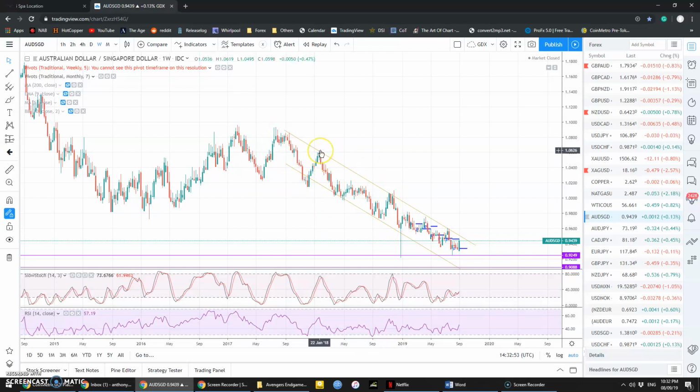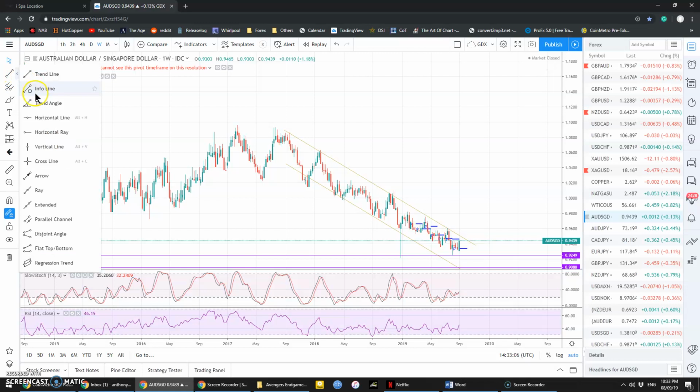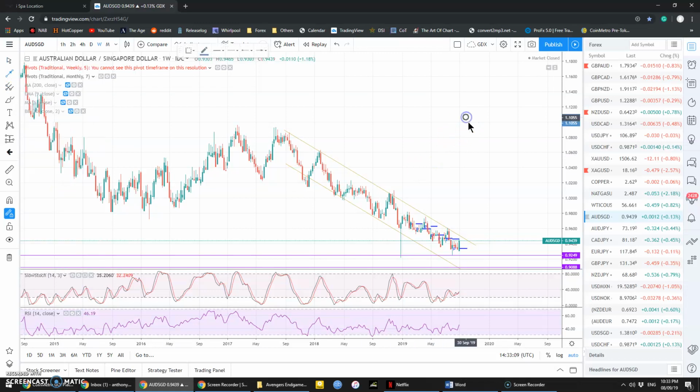When it touches the top of the channel, I short it. When it touches the bottom of a channel, if I choose to, I can buy it. However, I do prefer to trade with the trend, and the overall trend is down. So if I were to be buying this, it would technically be counter trend, which I prefer not to do, and I wouldn't generally recommend unless you're a more advanced, experienced trader. But it makes more sense to go with the trend, and with the Aussie dollar, the trend is bearish against most major currencies. And with the Aussie Singapore, I like this channel.